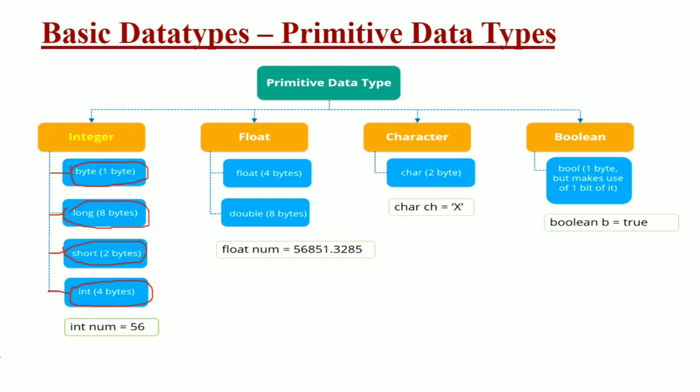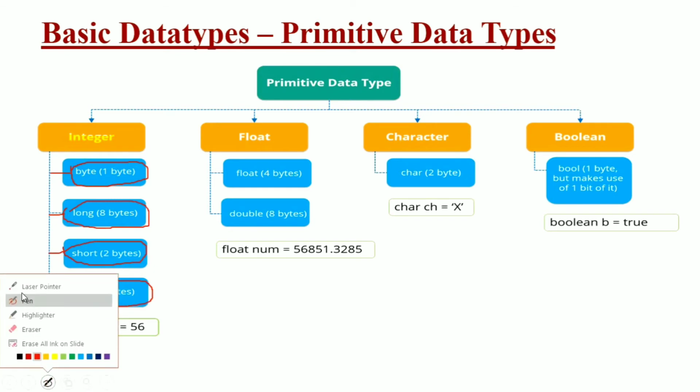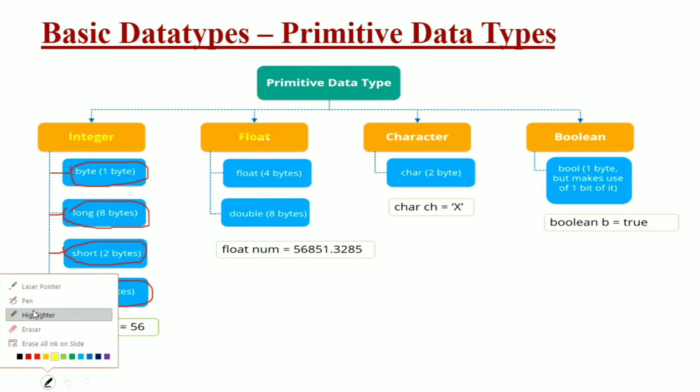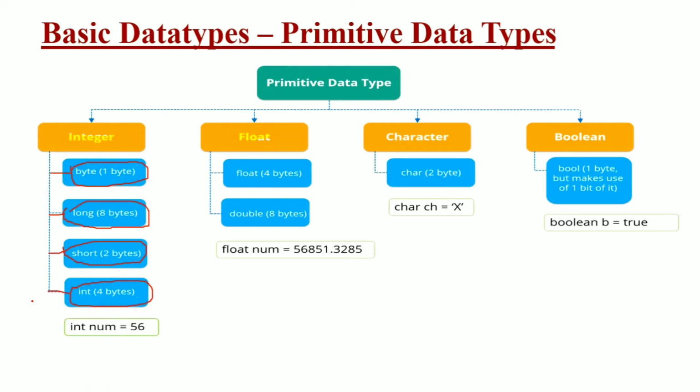Next data type is float. If we enter any decimal number, then we should use the float data type, and for small numbers we use the float data type because it will take less memory space, that is 4 bytes. And for large decimal numbers we use the double data type. It will take 8 bytes of memory.